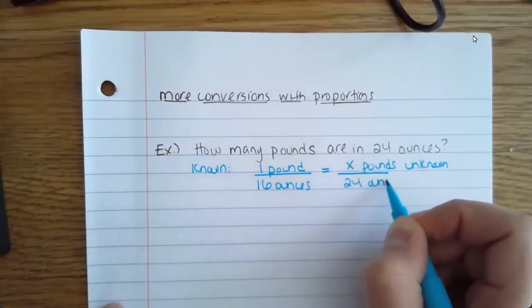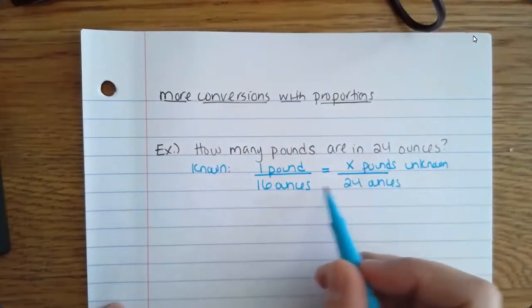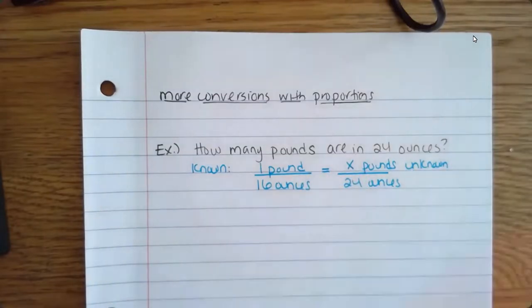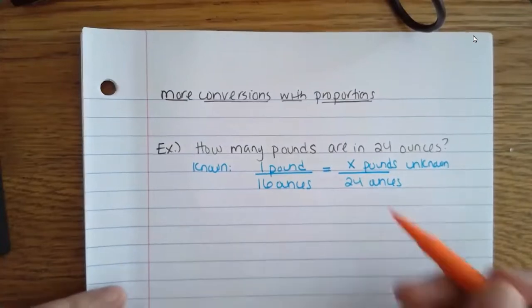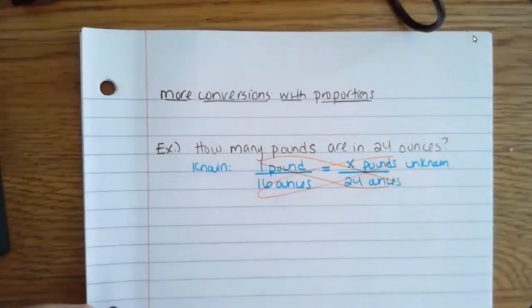So when we're setting up our proportions, the easiest thing to do is to match ounces to ounces in the denominator and then pounds to pounds in the numerator. There's more than one way to set up a proportion, but I think this is the easiest way to do it. One ratio is your known information, the other one is your unknown, and then you match up your units. And then to solve, all we need to do, remember, is just cross multiply.